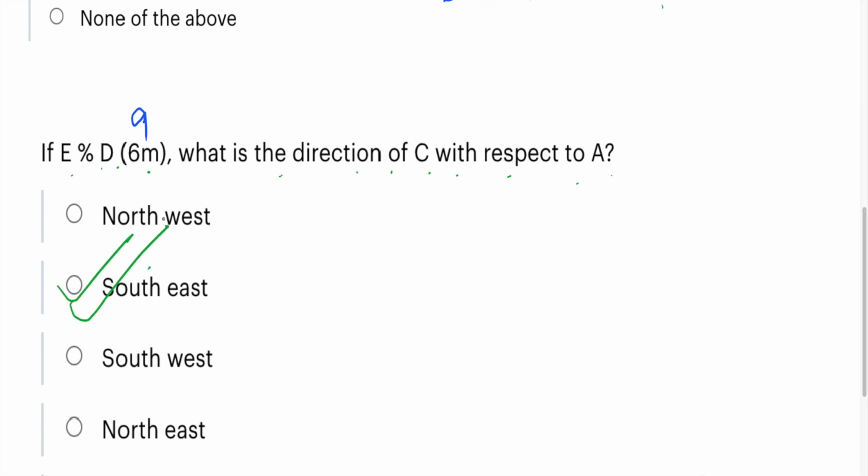So I hope this question was clear. So, and I hope you have enjoyed this session. Please solve these questions thoroughly. Please solve more and more questions, and you'll get questions in your mock tests.